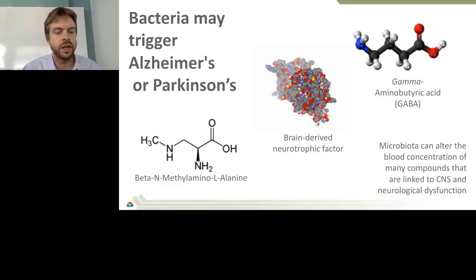We also know that bacteria can trigger other neurodevelopmental conditions. Parkinson's and Alzheimer's could be altered by bacterial interaction and metabolism in the gut, as well as bacterial metabolites getting into the bloodstream. The abundance of beta-N-methylamino-alanine and brain-derived neurotrophic factors and GABA have been linked, in the serum of patients, to the onset of Alzheimer's, for example. And we are starting to understand how microbial metabolism may be affecting the abundance of those particular metabolites. What's very interesting is that certain conditions such as Parkinson's may be triggered by an alteration or change in the microbiome. And if we can understand that link, potentially mediated through the immune system, we may be able to prevent the onset of these conditions.